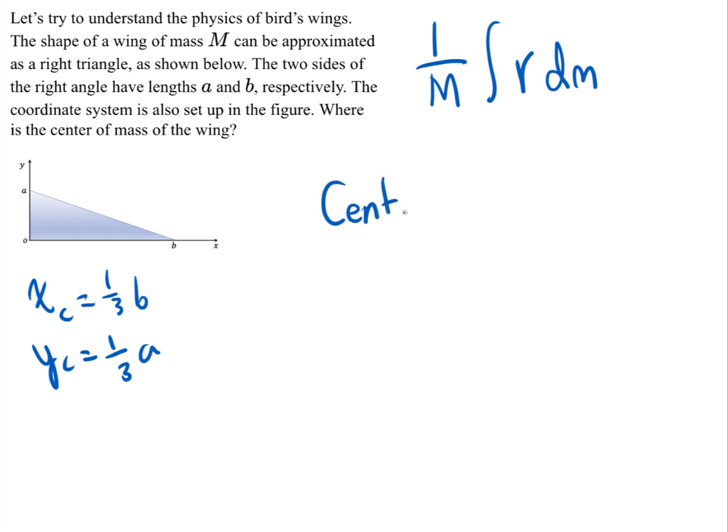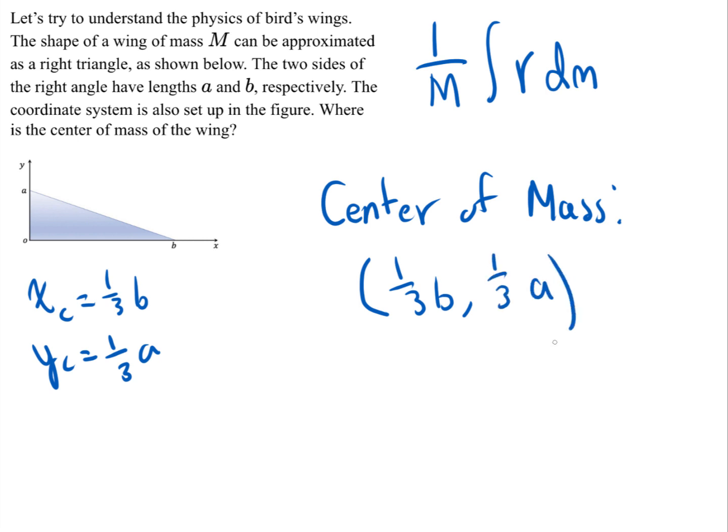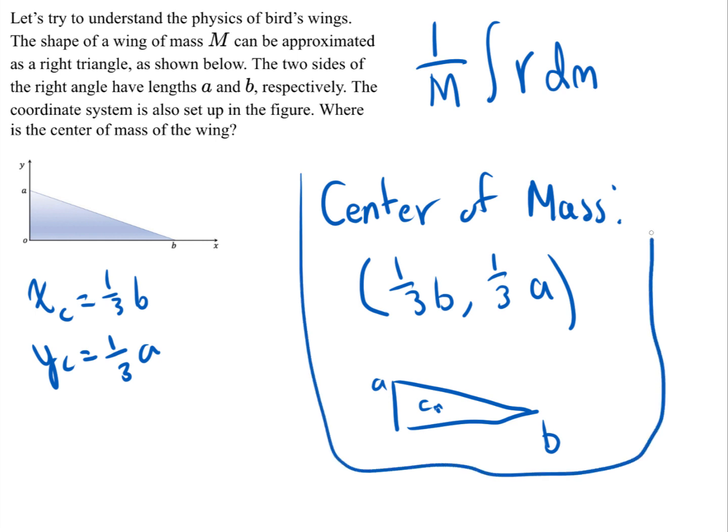So the center of mass of the bird wing is given by 1/3 the length of b as the x-coordinate, and 1/3 the length of a as the y-coordinate. So this is going to be something like around here, I guess. If this is a and that is b, this is going to be the center of mass, somewhere around there. And that is how you would solve this problem here.